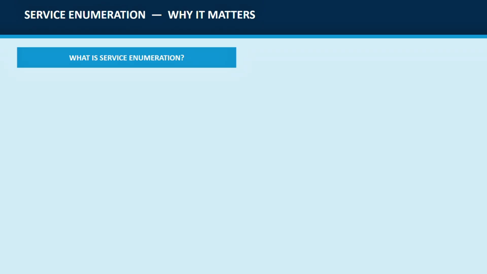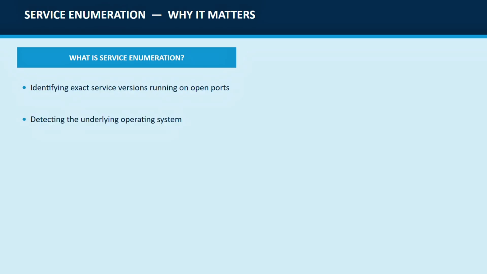Now let's consider service enumeration. Service enumeration is critical, and this means that it is not enough to know port 80 is open. You need to know the exact version, right? So what is service enumeration? Service enumeration means identifying exact service versions running on open ports. It also means detecting the underlying operating systems and finding detailed software configuration information.